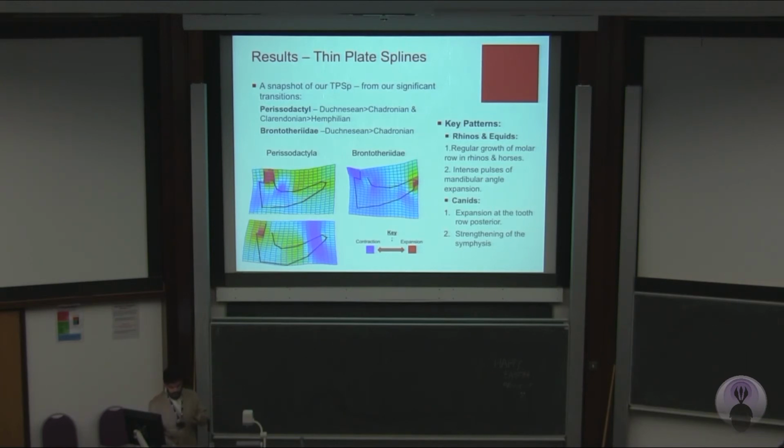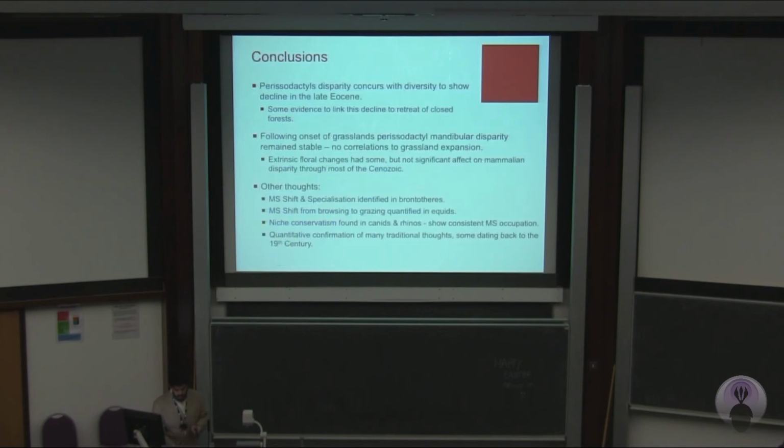So conclusions: our results on disparity seem to concur with diversity, and it would show that disparity declined as well as diversity declined in the late Eocene. Our regressions show some links between the retreat of forests and our disparity, but more data is needed to verify this. As I've said before, grasslands and the radiation of grasslands appear to have little effect on perissodactyl disparity.